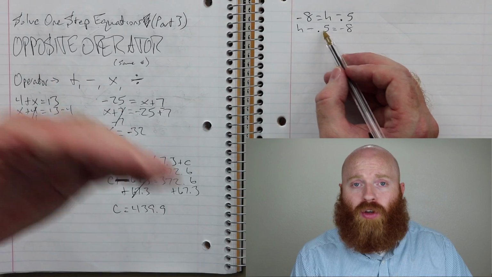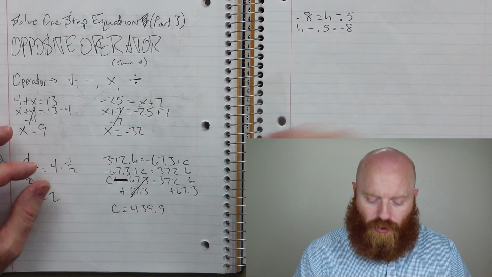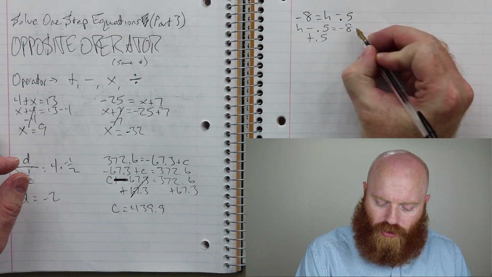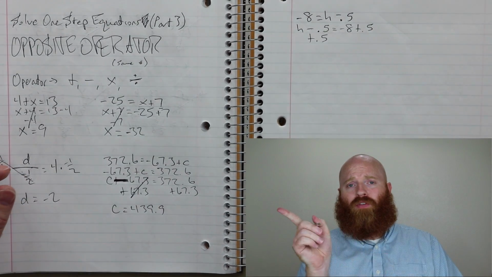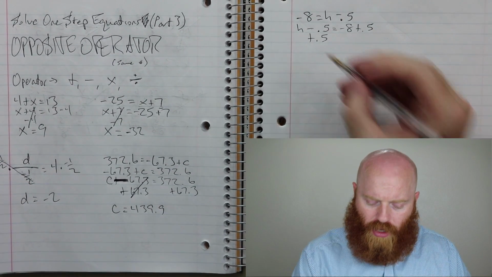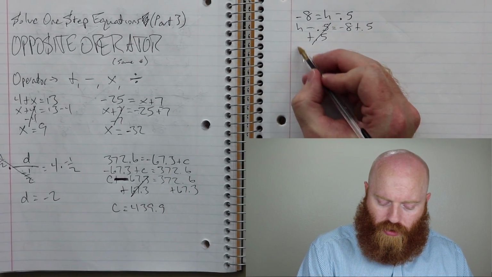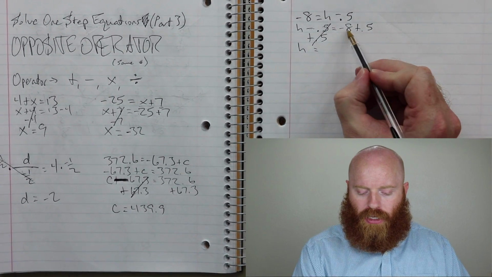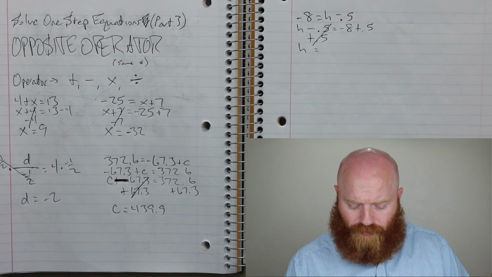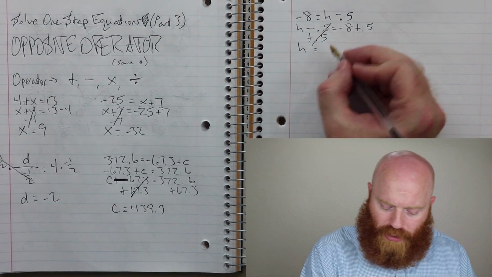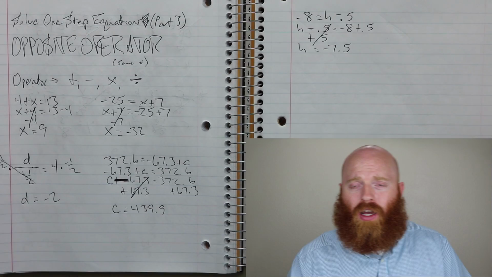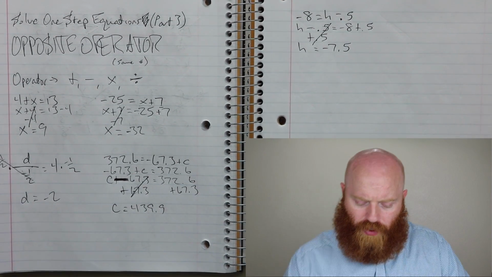Okay, the opposite of minus 0.5. Opposite operator, the opposite of minus is plus. I'm going to go plus 0.5 to both sides. Plus 0.5 to that side, you got plus 0.5 to that side. So minus 0.5 plus 0.5 is 0. H minus 0 is H. Negative 8 plus 0.5 is negative 7.5.